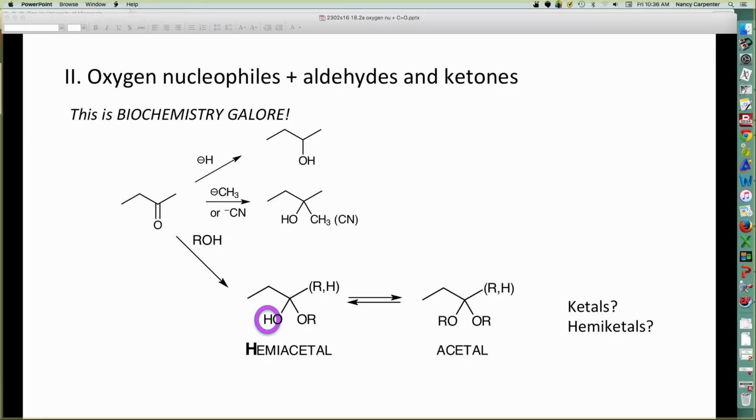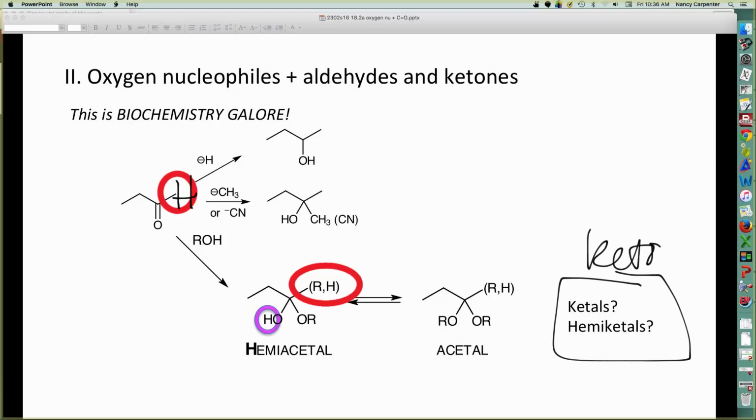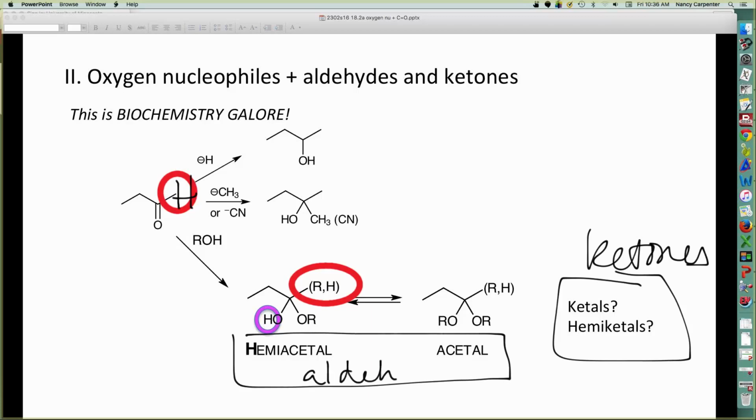What's the difference between an acetal and a ketal? Well, the difference is this right here. If it was a ketone, then it's a hemiketal and a ketal. If, on the other hand, this was a hydrogen, then it's a hemiacetal or acetal. Aldehyde, acetal. Just remember the A. So ketals and hemiketals from ketones. Acetals and hemiacetals are from aldehydes. And of course the aldehyde means that that is an H attached there.